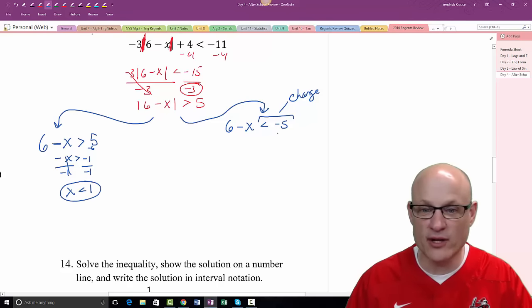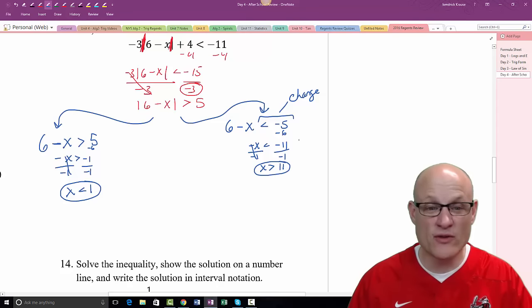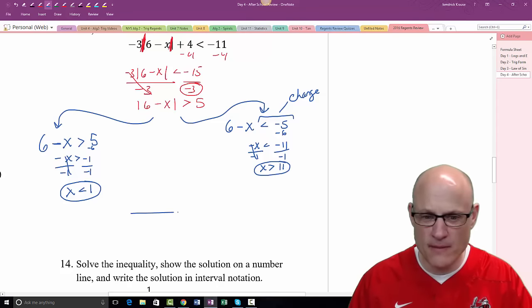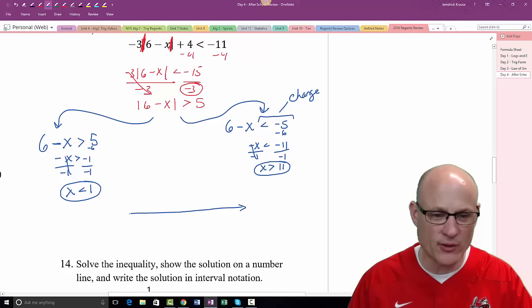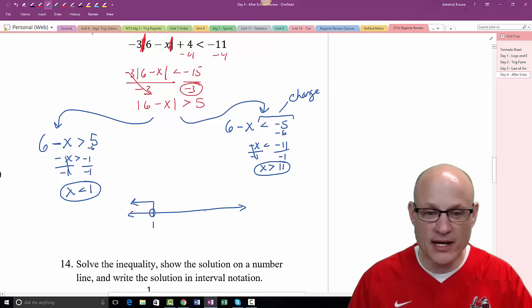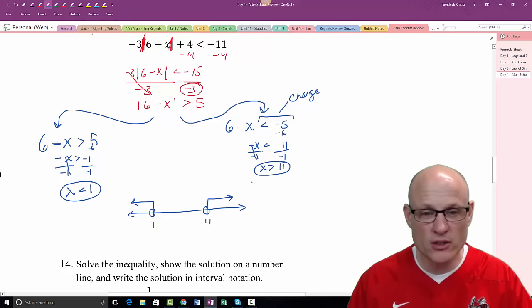Okay, over here, I'm going to subtract 6. So I get negative x is less than negative 11. Divide by negative 1. And I get x is greater than positive 11. Well, this one you've got to draw and figure out what's going on here. So I've got 1, and we've got an open circle, and we're going that way. I've got 11. We've got an open circle, and we're going that way. So this is an OR.